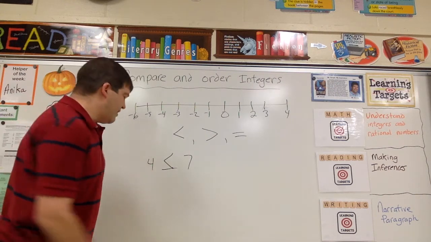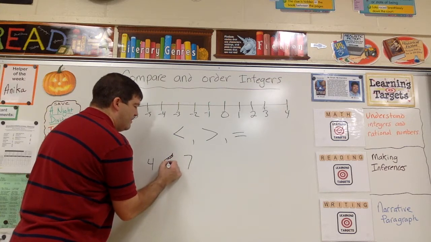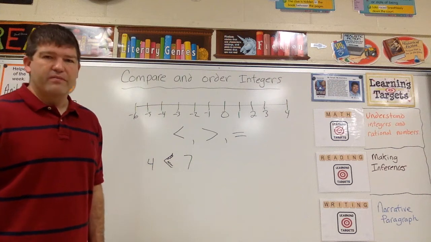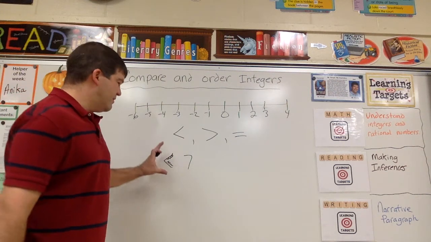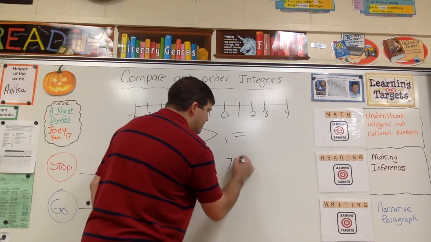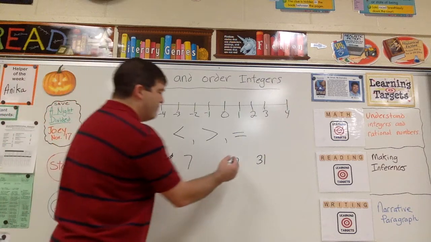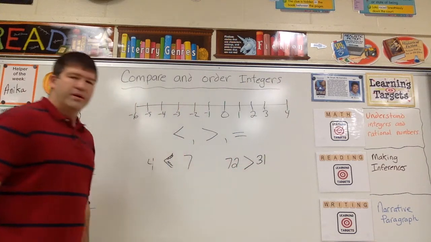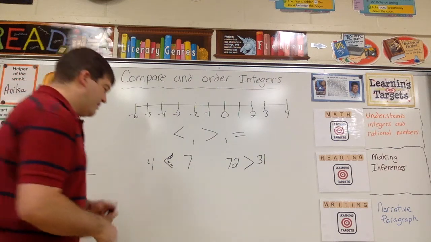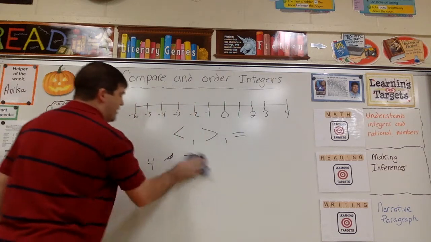And the other way you think about that is this is like a little alligator, or crocodile, or whatever, and it's going to eat the bigger. It's hungry. It wants more. So it has its mouth open to the bigger one. You could also do 72 and 31. And we know that 72 is greater, so you put it that way. Now, that's with positive numbers. Let's put negative numbers into the equation and see what that is.